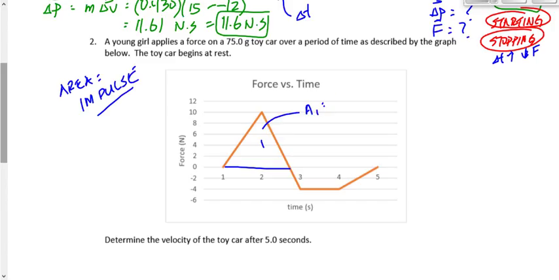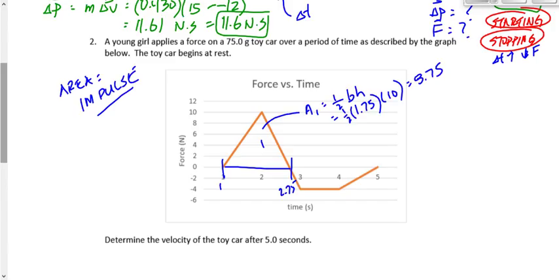A1 will be 1/2 base times height. We got a base here of 1.75. It goes from 1 to 2.75. So the base would be 1.75, and the height, of course, is 10. That gives me an area of that triangle of 8.75. I know it's pretty hard to see that that's a 2.75. I wouldn't expect you to catch that on a test.